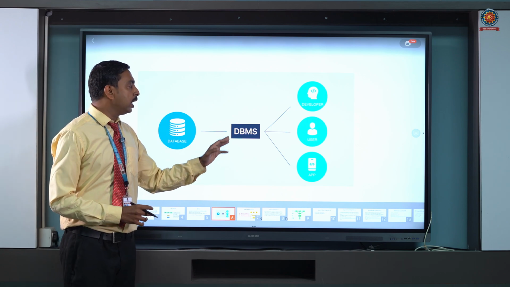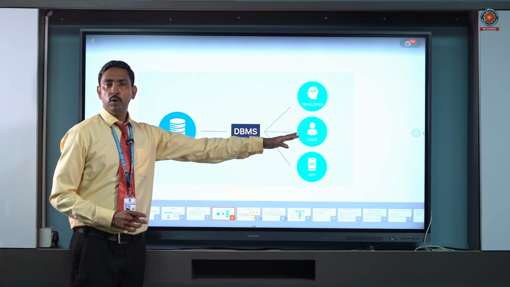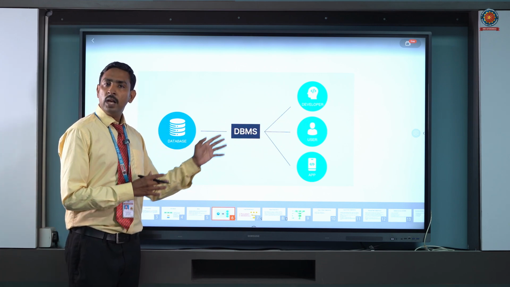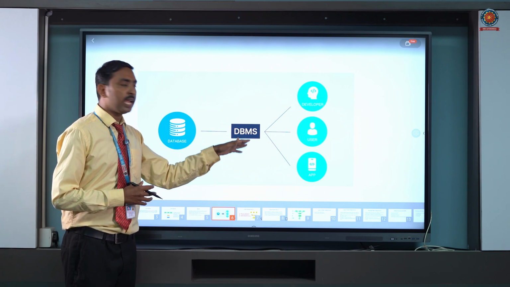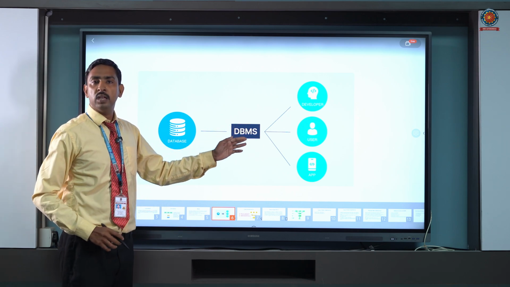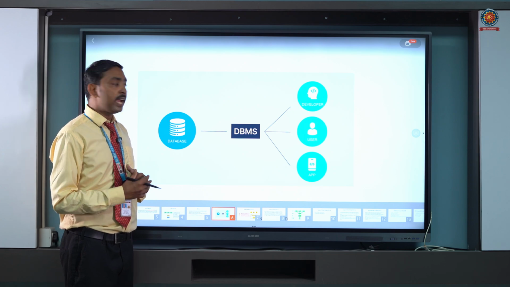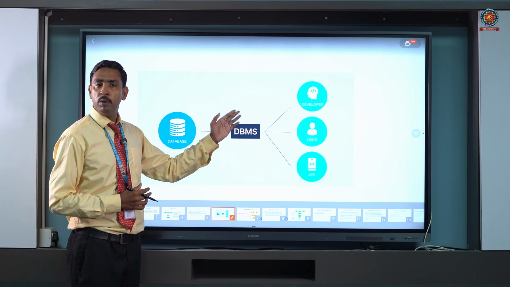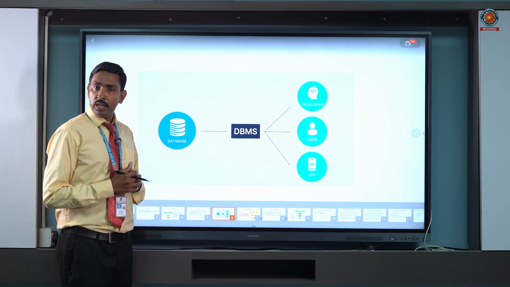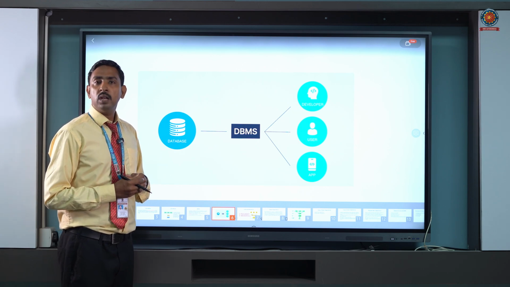Next, in between we have a user. The user wants to get the data, so the DBMS, the database management system, will be the interface, and it will manage the data by inserting data, deleting data and updating data. These kinds of manipulations are done by the database management system. Not only these manipulations, the DBMS also provides data integrity. That means the data should be in an honest manner.